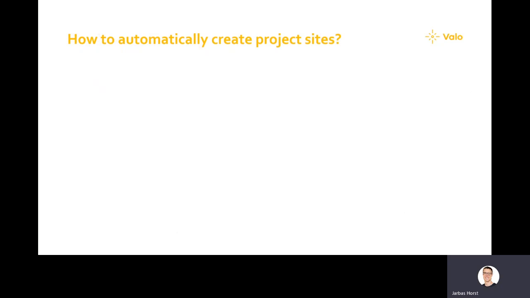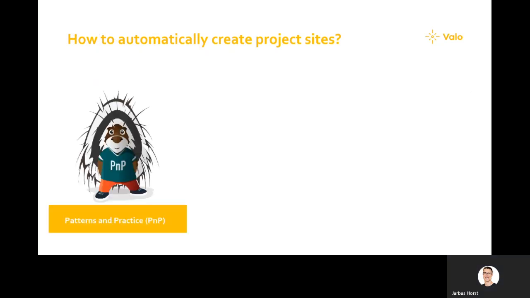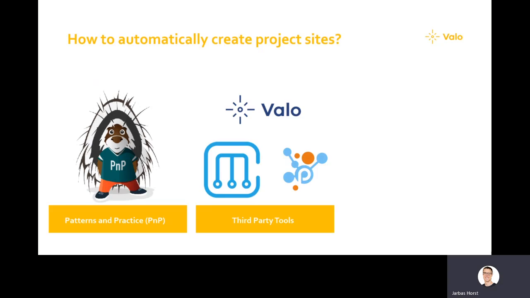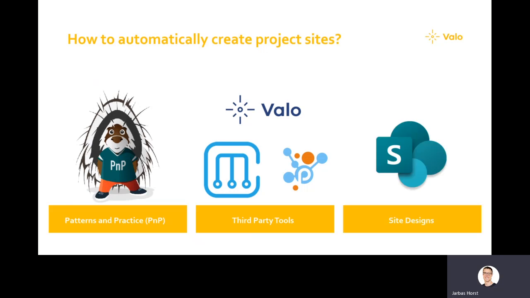Now, how can I fulfill those requirements today? Use, for instance, PNP. So PNP is an open source solution that I can use to create site collections and teams based on a template. I can also use paid solutions. Well, for instance, like Valo Teamwork, which is a solution from my company that you can use to create Office 365 groups, SharePoint site collections, and Microsoft Teams based on templates. And what we also have are site designs.